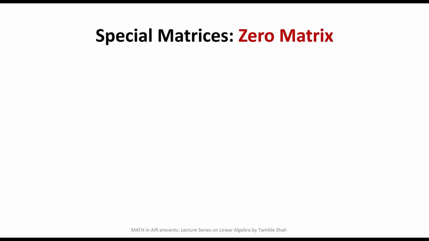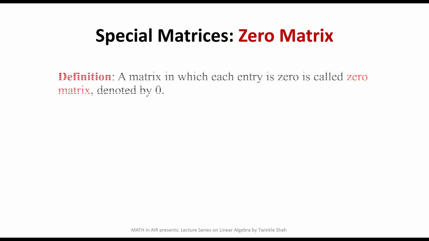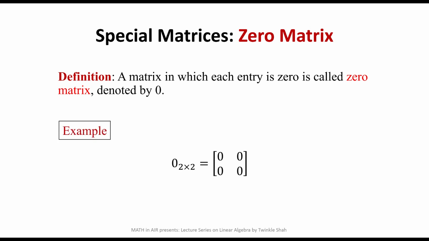Now let's understand the definition of a zero matrix. A matrix in which each entry is zero is called a zero matrix, denoted by 0. For example, here we have a 2 by 2 zero matrix. In this matrix, all the entries are 0. Therefore, it is a 2 by 2 zero matrix.